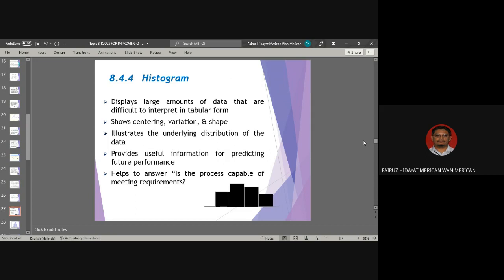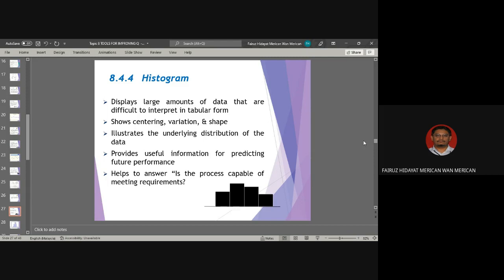Okay, next is histogram, number 4. And again, we are probably already familiar with histogram. We've come across it or even used it before. So this histogram is used to display large amounts of data that are difficult to interpret in tabular form. For any measurements of performance that require a huge number of data, of course it's difficult to use a table. It's difficult to use a check sheet, for example, and therefore the best way is to use a histogram.